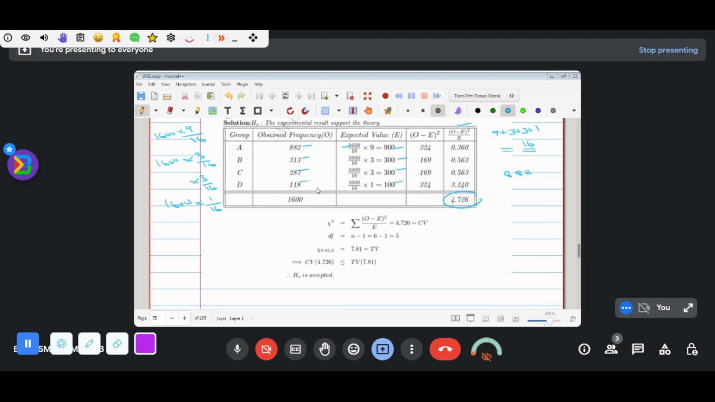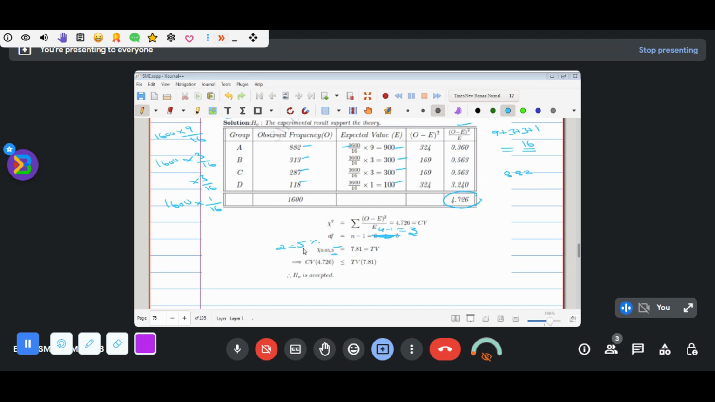1, 2, 3, 4. Maybe there is a printing mistake here. 4 minus 1 is 3 only. Therefore, the degrees of freedom is 3, not 6, 3 only. And the alpha value is 5%.